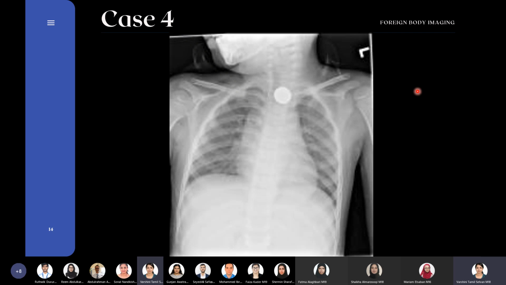Okay, this is the next case. So what do you guys think? What scan is this?